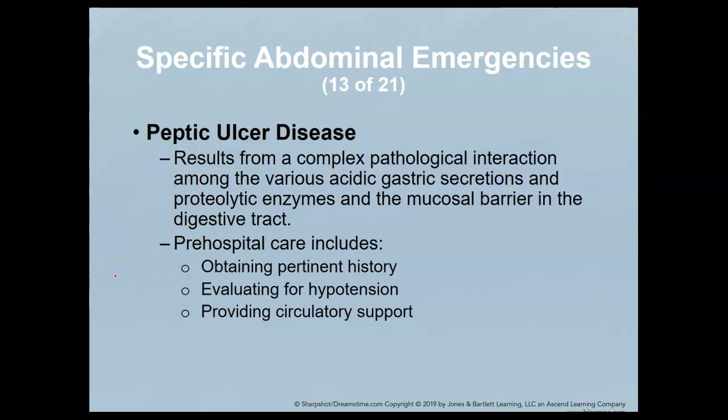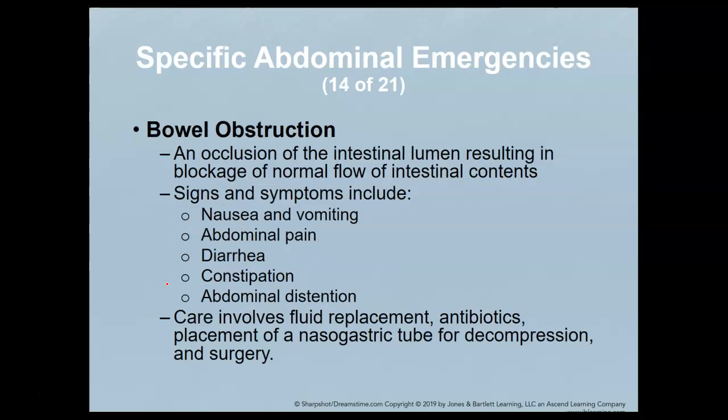Okay? So bowel obstructions, typically it's an occlusion of the lumen. What gives the shape to the intestinal hole, if you're going to call it that, the lumen, meaning the hole, is blocked for some reason, okay? So you'll see that with nausea, vomiting, abdominal pain, diarrhea, constipation, abdominal distension. For us, that's going to be fluid replacement. It's going to be antibiotics, placement of an NG tube for decompression, and surgery if we need to. And we're not going to do that. Please don't do that. But that will be what you will see oftentimes happens with your patients.